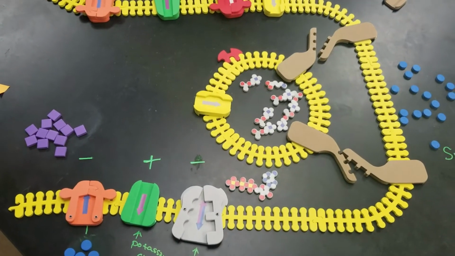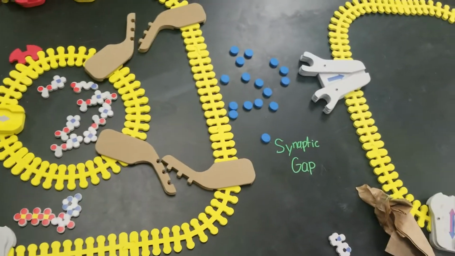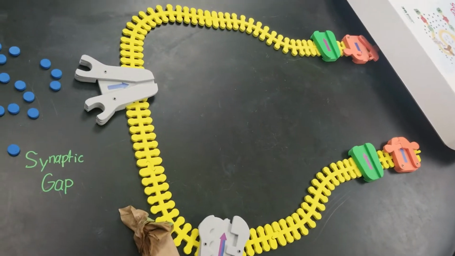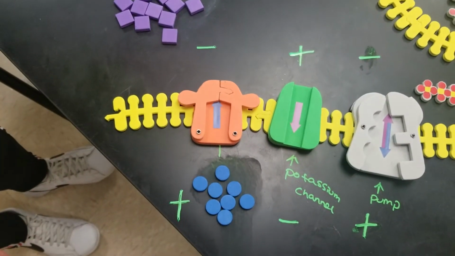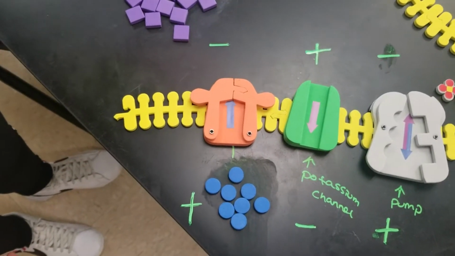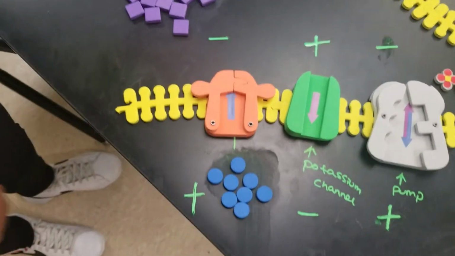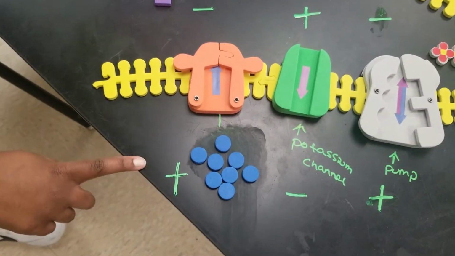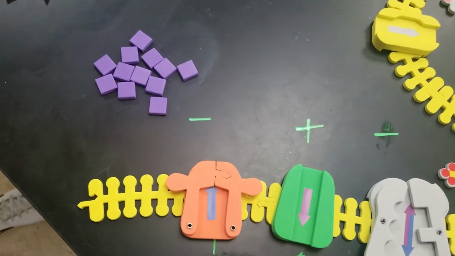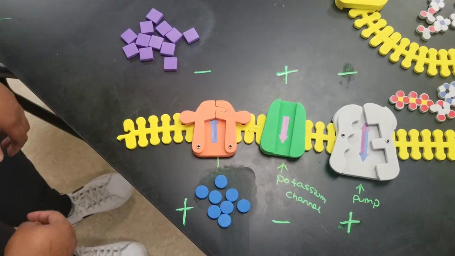The presynaptic neuron sends the message through the synaptic gap into the postsynaptic dendrite. During resting potential, on the outside of the cell the charge is more positive, and inside the axon the charge is more negative.